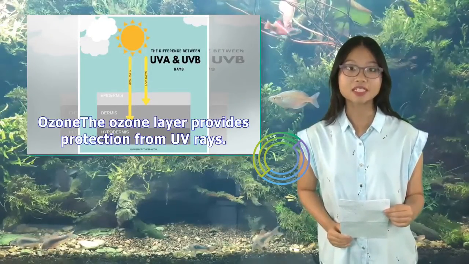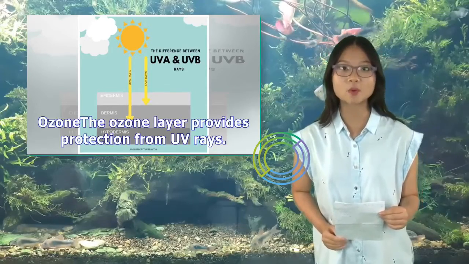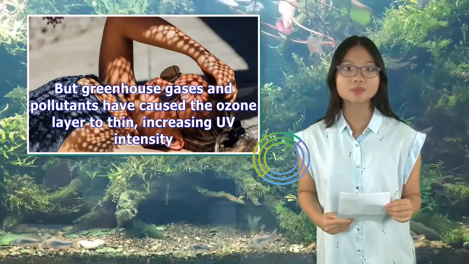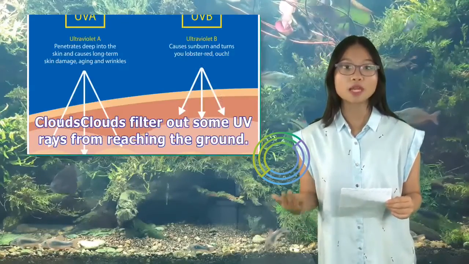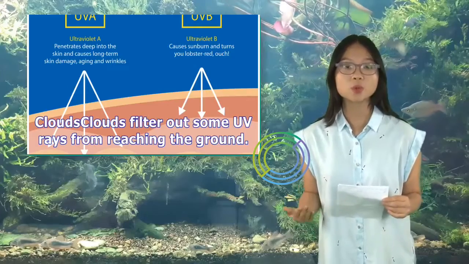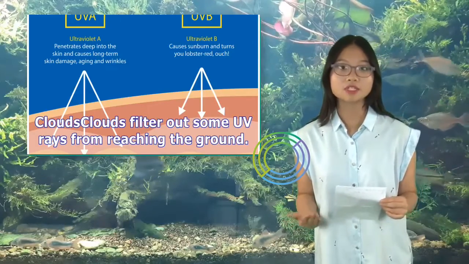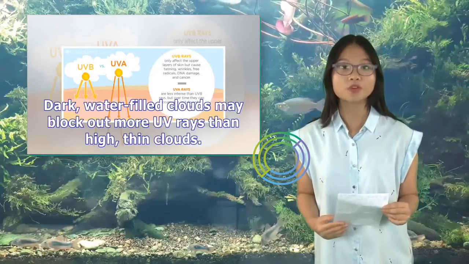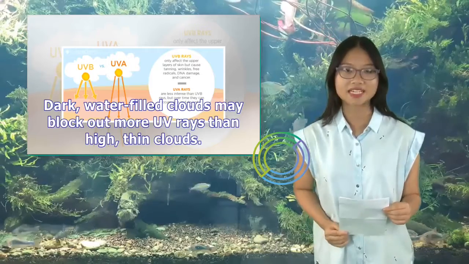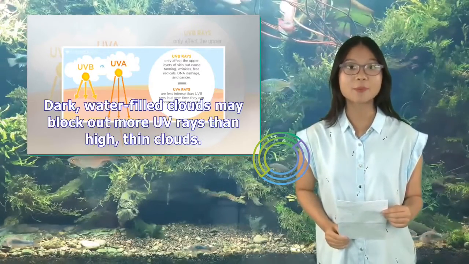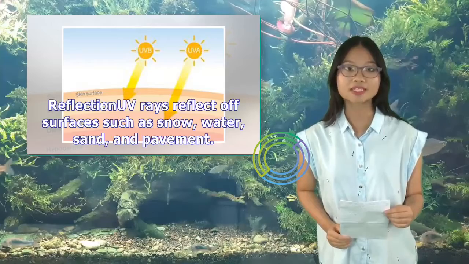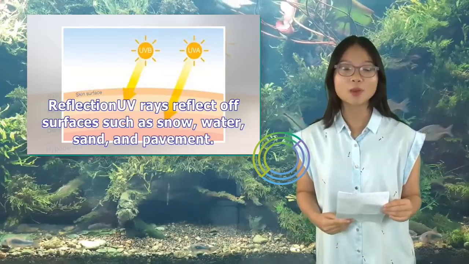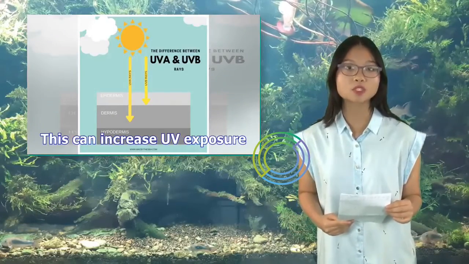Ozone. The ozone layer provides protection from UV rays. But greenhouse gases and pollutants have caused the ozone layer to thin, increasing UV intensity. Clouds. Clouds filter out some UV rays from reaching the ground. However, it depends on the type of cloud. Dark, water-filled clouds may block out more UV rays than high, thin clouds. Reflection. UV rays reflect off surfaces such as snow, water, sand, and pavement. This can increase UV exposure.